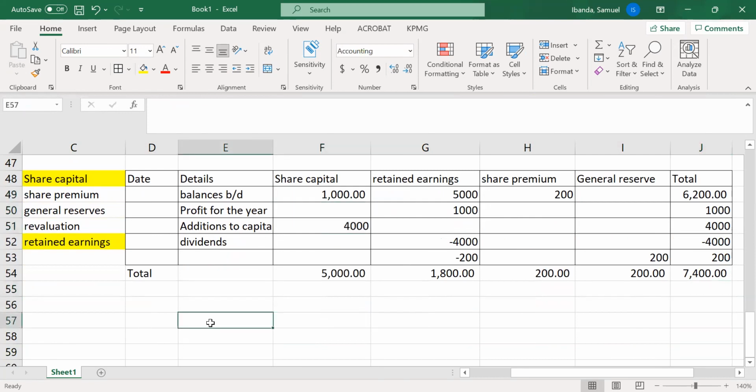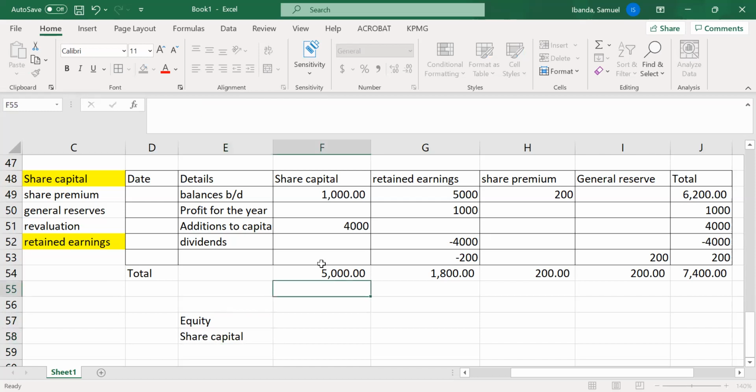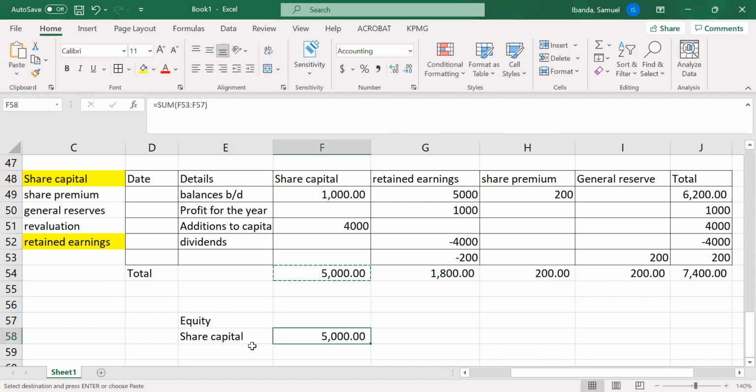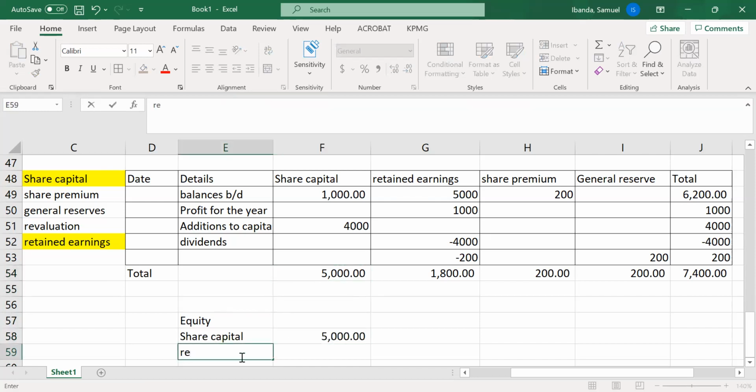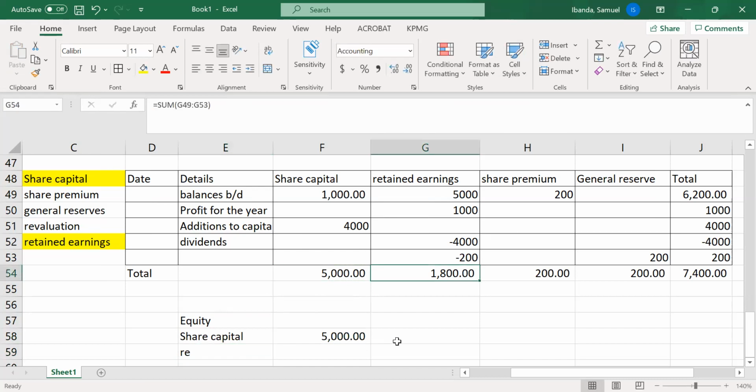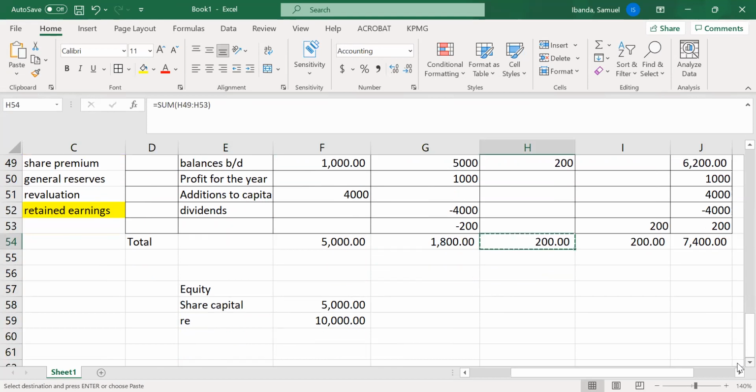When you come to your statement of financial position, when you come to equity as an item, just list: have share capital, and pick the 5,000, put it there. Retained earnings, pick the 1,800, put it there. Share premium, pick the 200 and put it there. And that is how you proceed. So that is what happens.